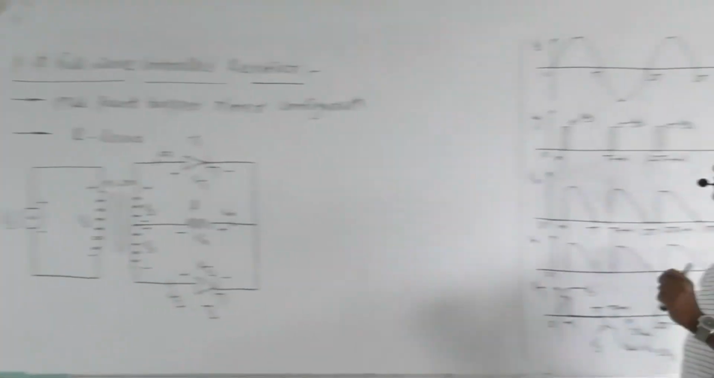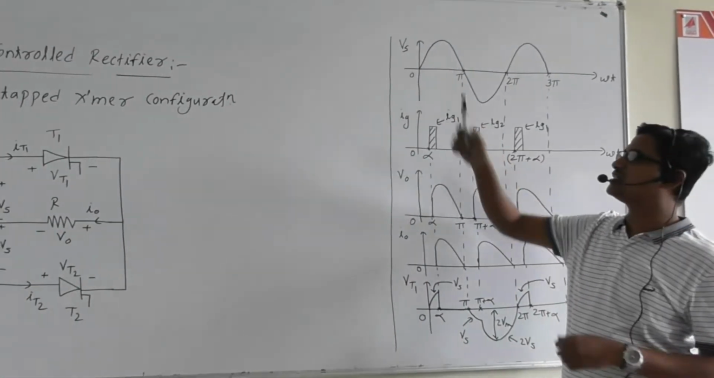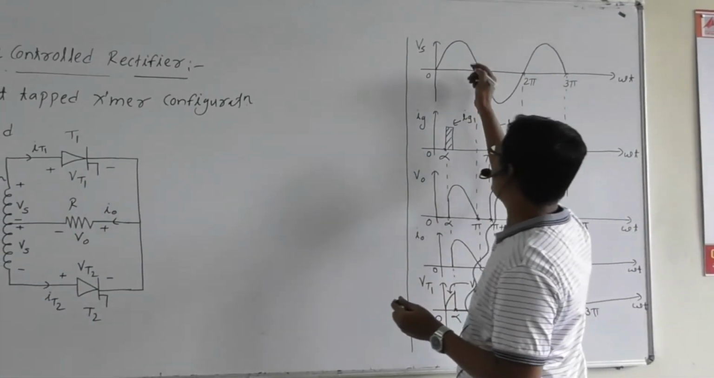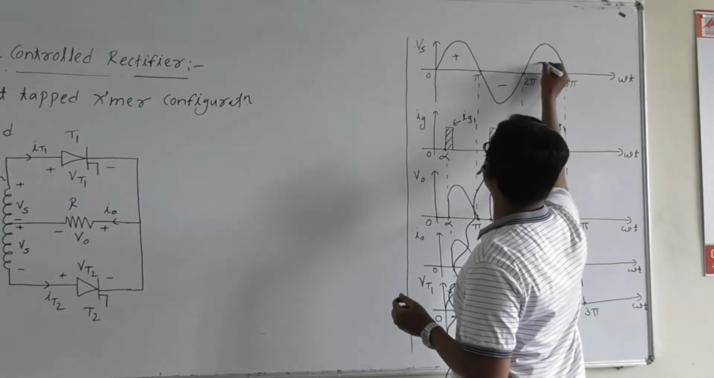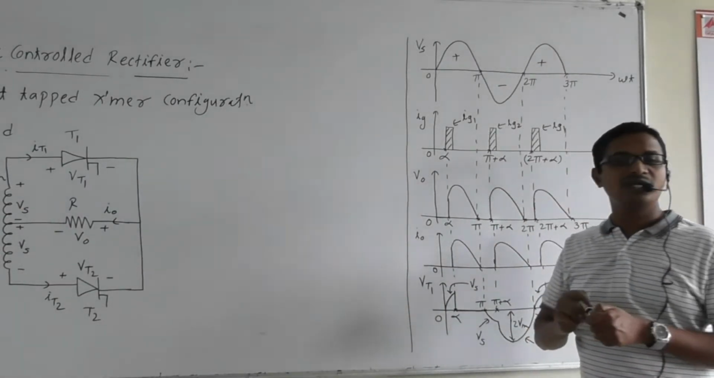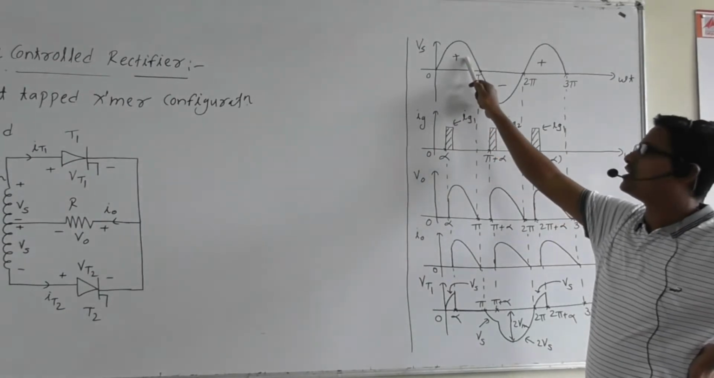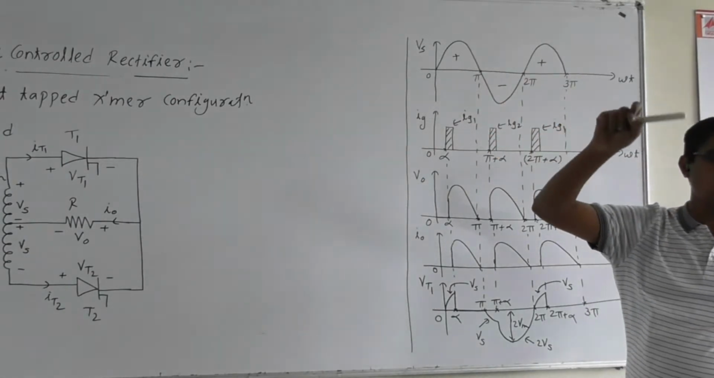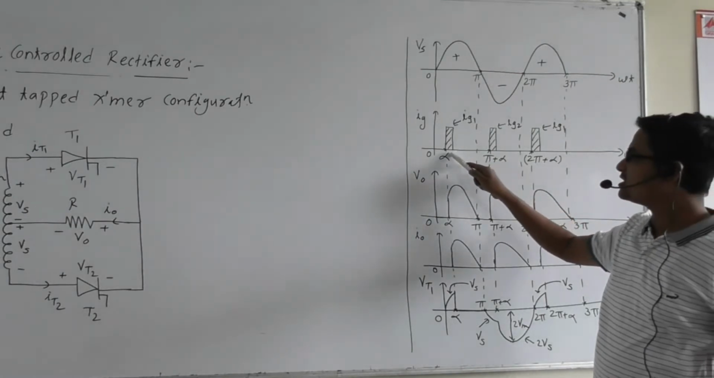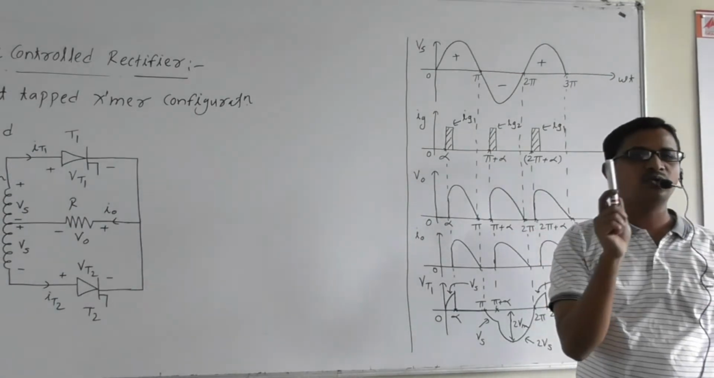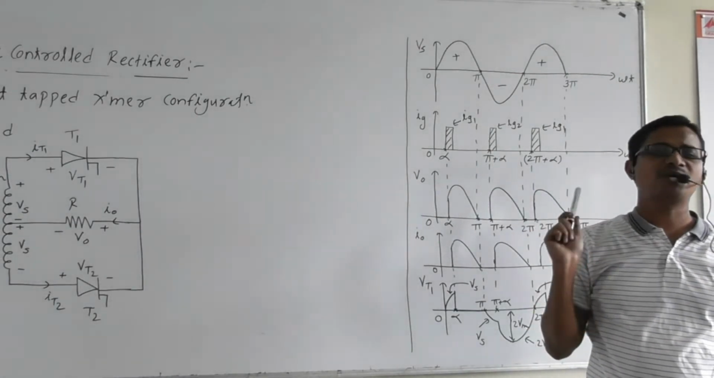So coming towards the waveform, right? Here, when Vs is positive, as we have just discussed, thyristor T1 is in the forward bias mode. So during the positive values of Vs, that is from omega t equal to 0 to pi, we have applied the gate signal to thyristor T1 only, because T1 is in the forward bias mode, right?